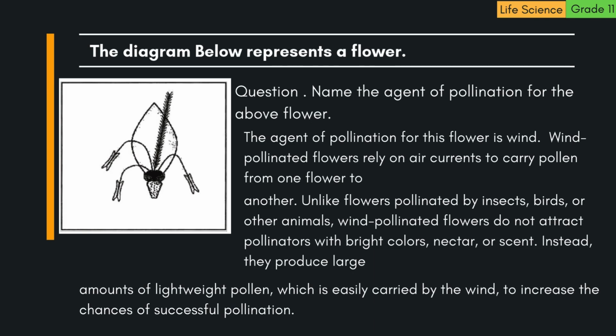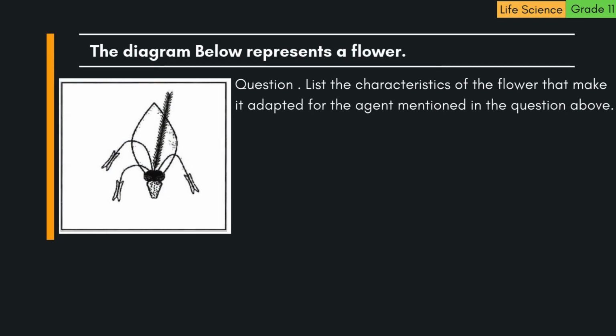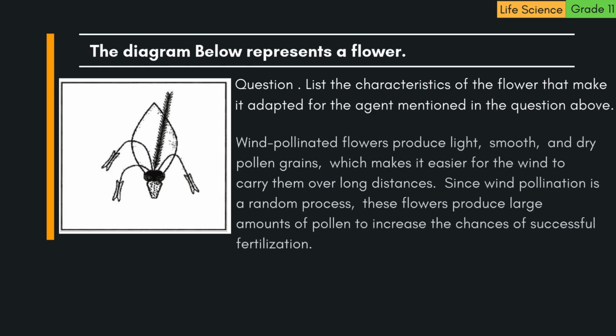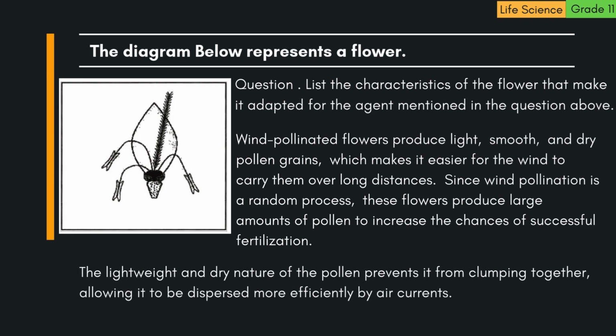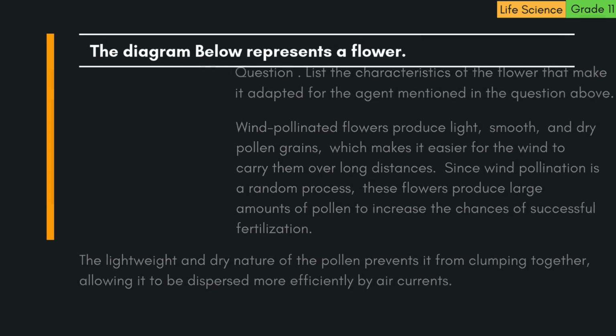of successful pollination. Question: list the characteristics of the flower that make it adapted for the agent mentioned in the question above. 1. Wind-pollinated flowers produce light, smooth, and dry pollen grains, which makes it easier for the wind to carry them over long distances. Since wind pollination is a random process, these flowers produce large amounts of pollen to increase the chances of successful fertilization. The lightweight and dry nature of the pollen prevents it from clumping together, allowing it to be dispersed more efficiently by air currents.